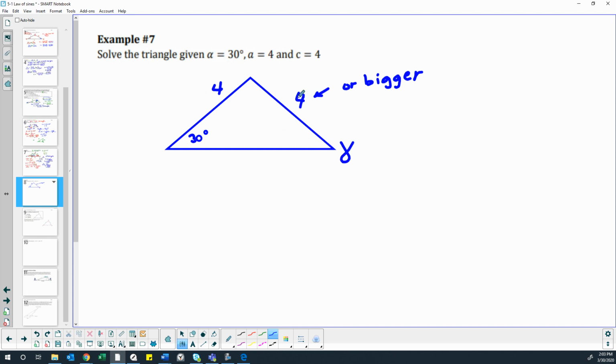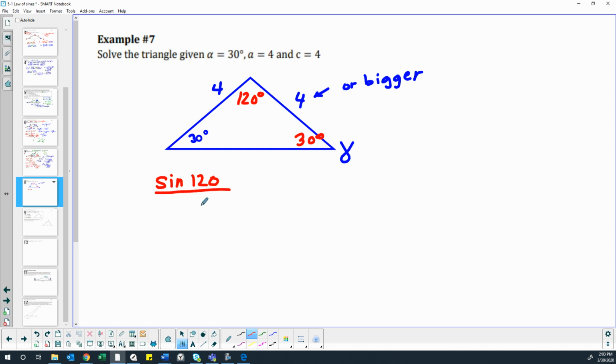In fact, in this particular problem, if these two sides are the same, then this is an isosceles triangle. So this would also be 30, which means that this angle would be, let's see, 60, 120. And then we could find this side by using law of sine. So we can just do sine of 120.